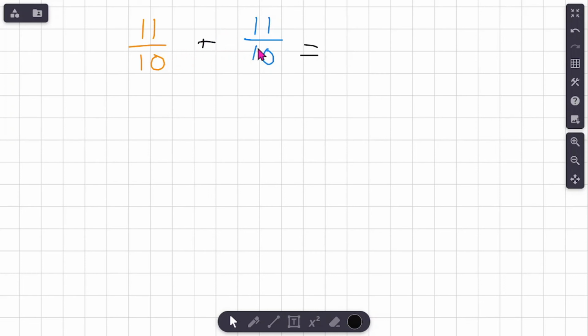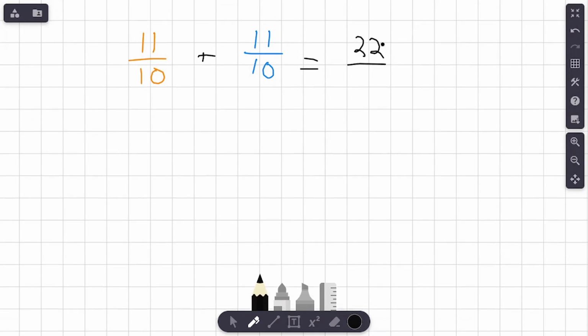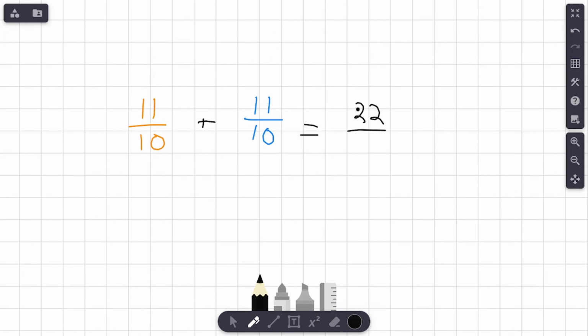Both of these fractions have denominators of 10, so that means we don't have any extra steps. We should be able to just go ahead and start adding. So let's do that. 11 plus 11, add the numerators. 11 plus 11 is 22. We do not add the denominators. They stay at 10. All right, there is your answer as an improper fraction, 22/10.